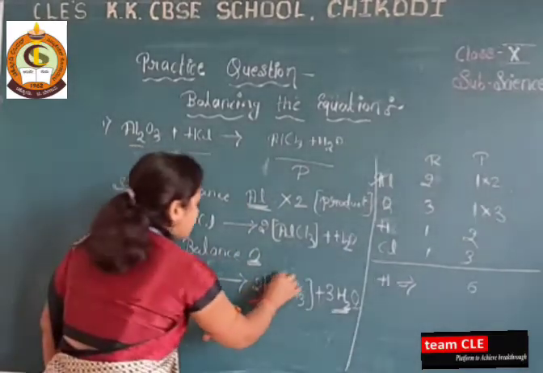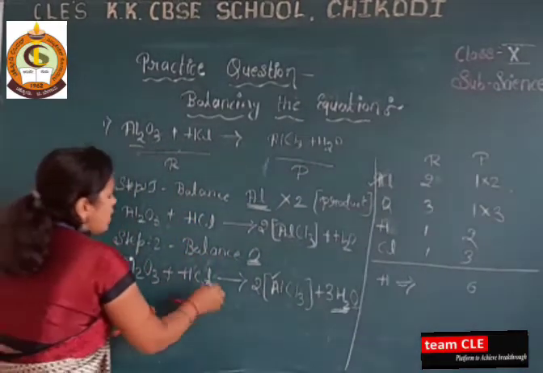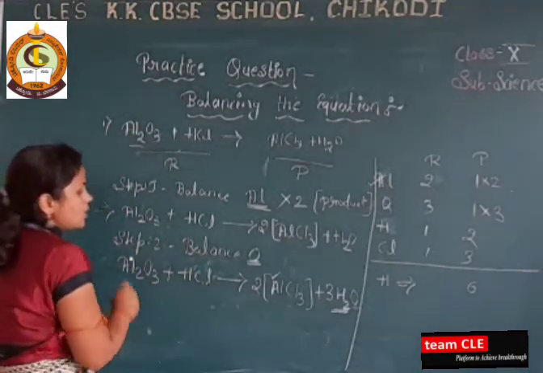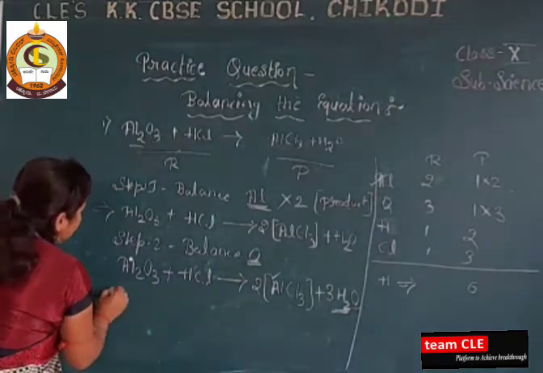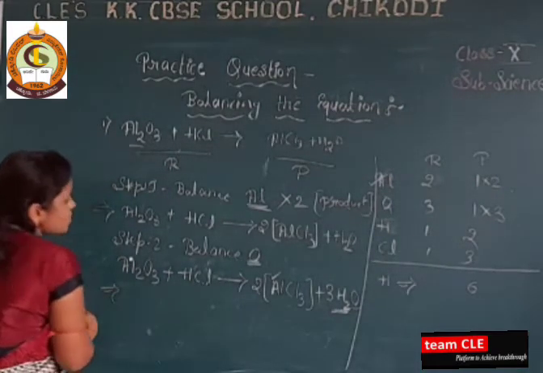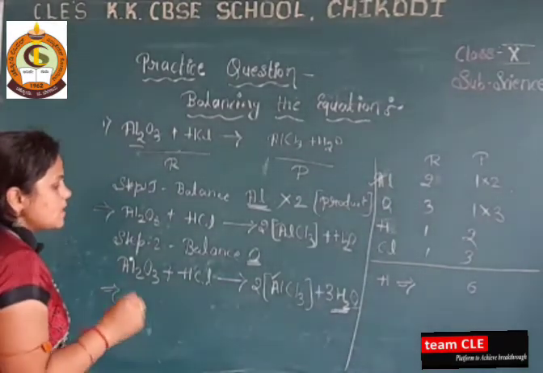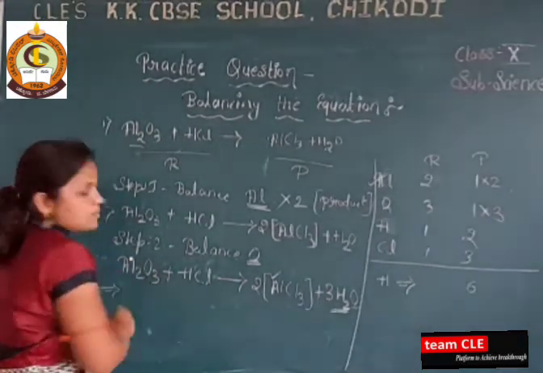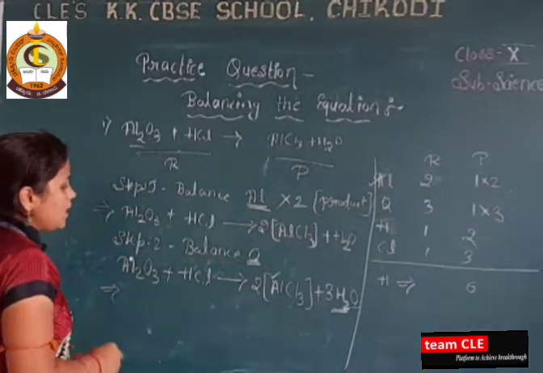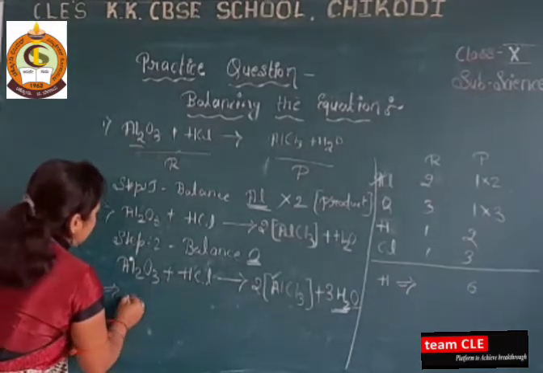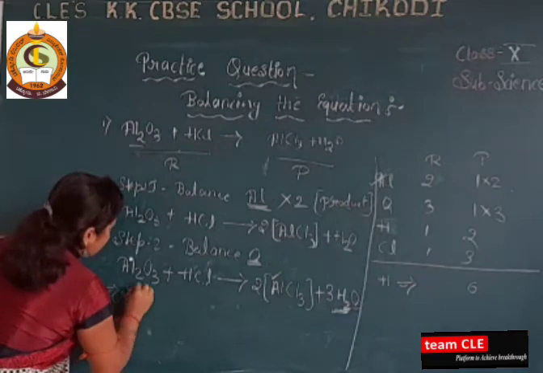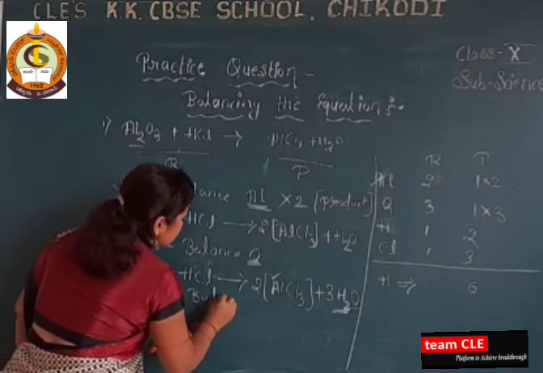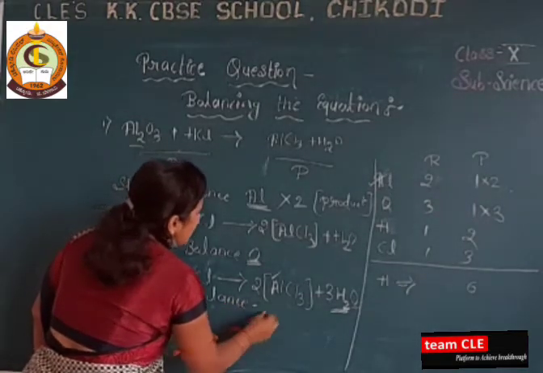Now our aluminium is balanced, next the oxygen is balanced, then go for the hydrogen. So how are you going to balance the hydrogen? By multiplying with 6. So step 3, balance hydrogen.